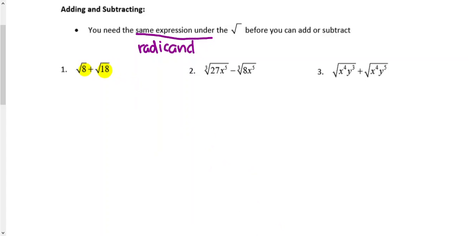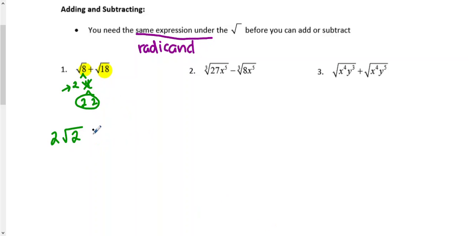So before I can add and subtract, I need to break these down. 8 is broken down to 2 times 4, and then 4 is broken down to 2 times 2. Since it's a square root, I need 2 of the same, so there's a group of 2's. That 2 comes to the outside, and I'm left with the square root of 2 on the inside, because remember that 4 broke down.